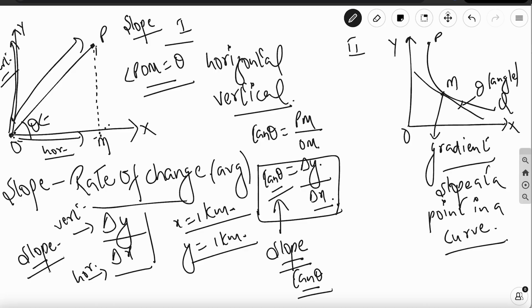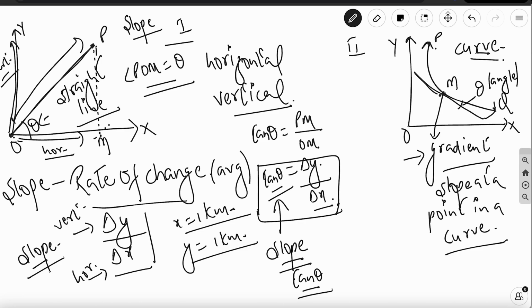Now here in this example, our path was straight. This was a straight line. Okay, but what about when the path is curved? This is a straight line, but this is a curve here. So this is where the concept of gradient comes into the picture. So gradient is basically when we have a curved path like this, P to Q is a curved path. So in this path at any point, let's say we take a point here M, the slope at this point basically represents the gradient.